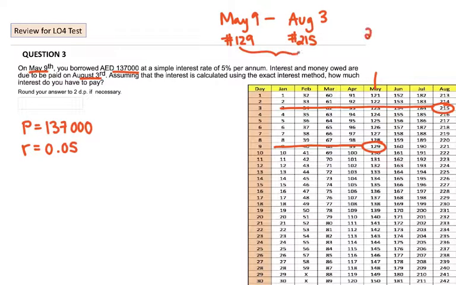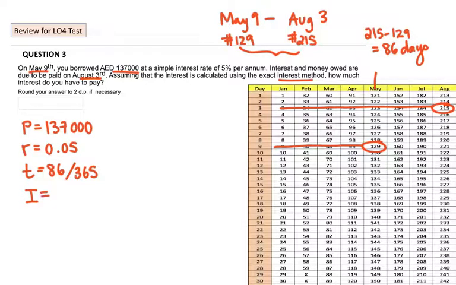Let's subtract 215 minus 129. We get 86 days. So our time, we can't say 86, that would mean 86 years. So I say 86 out of 365 days in a year. All right, assuming that interest is calculated using the exact method so that's 365 days in a year, how much interest do I have to pay?